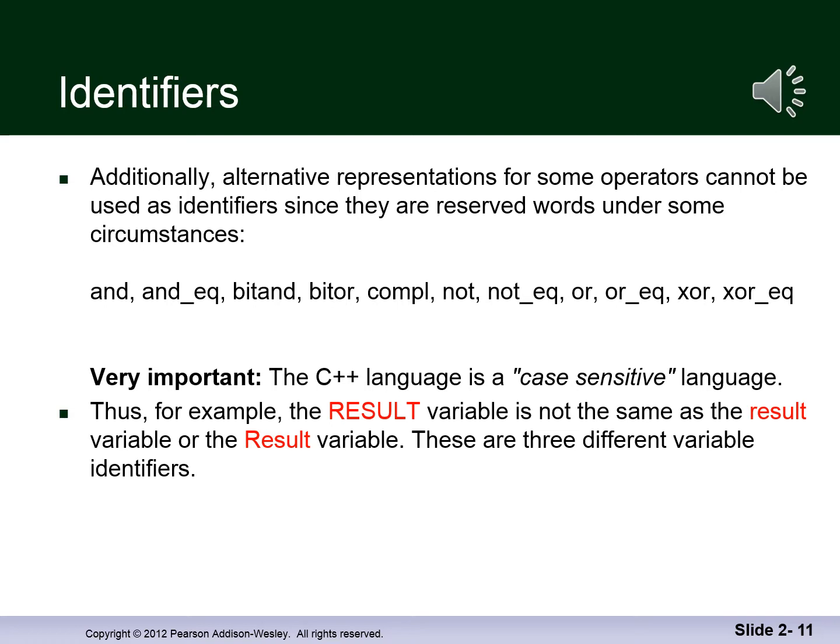These are operators, and one of the things I want to make sure you understand, a very important point: C++ is a case-sensitive language. So, as the author keenly notes here, the RESULT variable, all in caps, is not the same as result, all lowercase, or Result, capital R, lowercase esult. These are three totally different variables, and they might as well be named George, Mary, and John, because the computer does not recognize any similarity between those three.